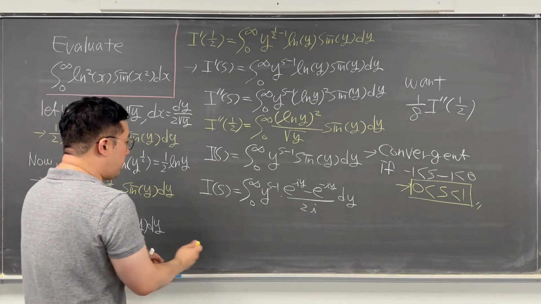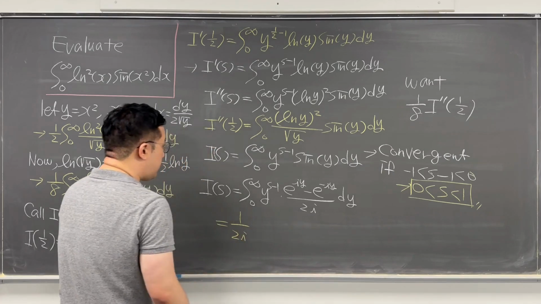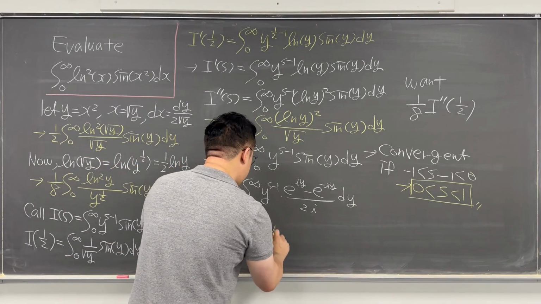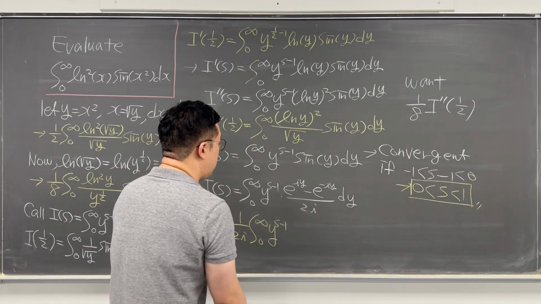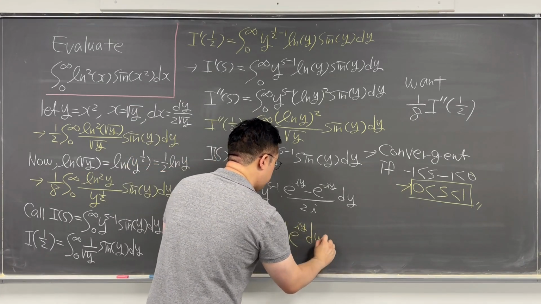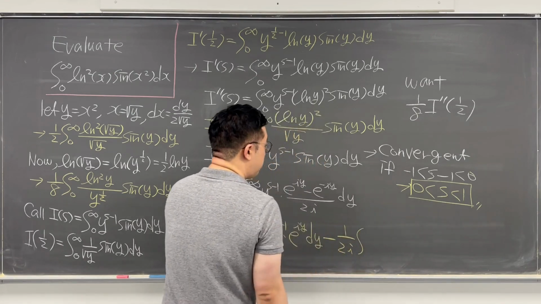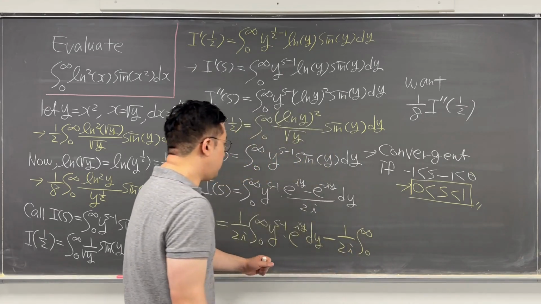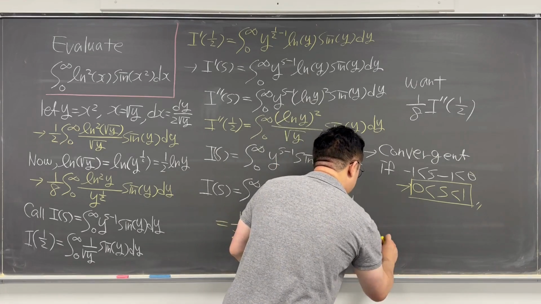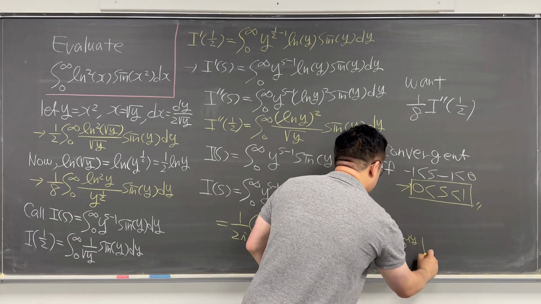Okay, so if we rewrite this, it has to be the same as 1 over 2i, times the integral from 0 to infinity, of y to the power of s minus 1, times e to the power of iy, dy. Minus the same, still 1 over 2i, times the integral from 0 to infinity, and then your next integrand is still y to the power of s minus 1, times e to the power of negative iy, dy.